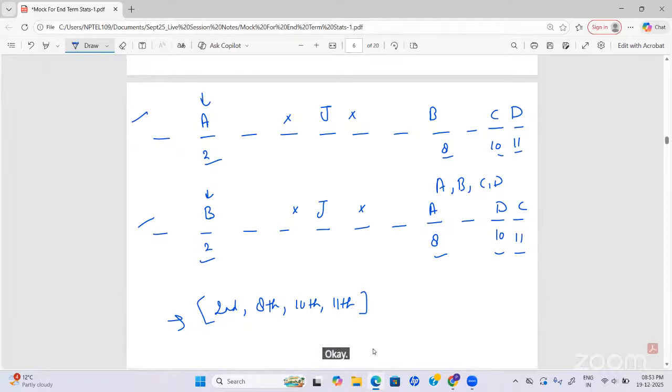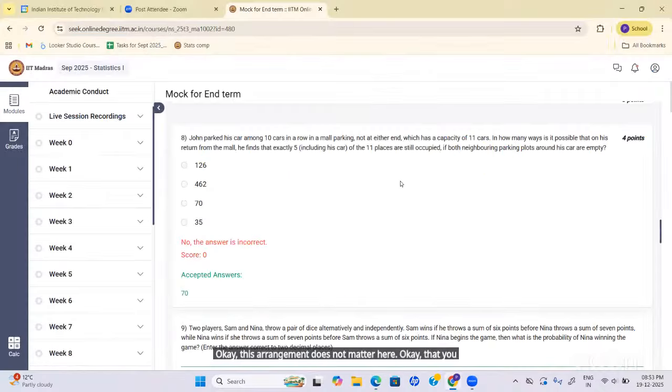Okay, this arrangement does not matter here. That you have to decide from the question, what is asked in the question. We just have to occupy 5 places out of the 11, based on the given conditions.